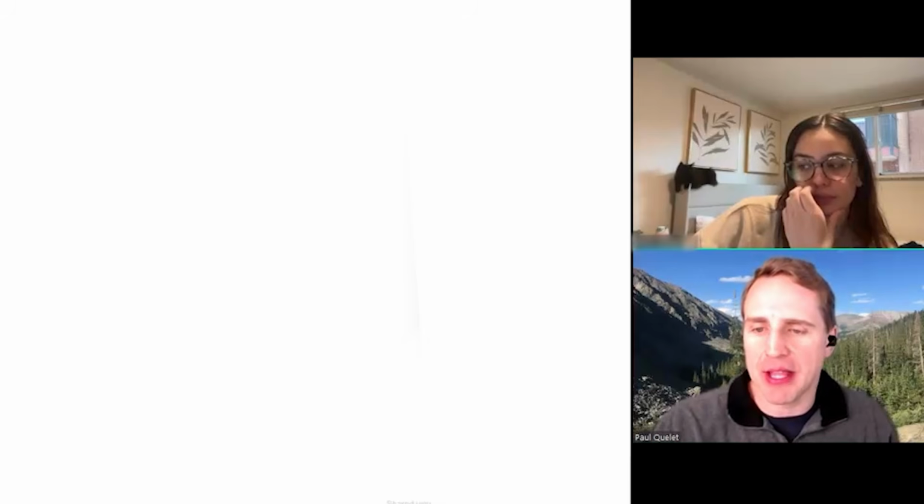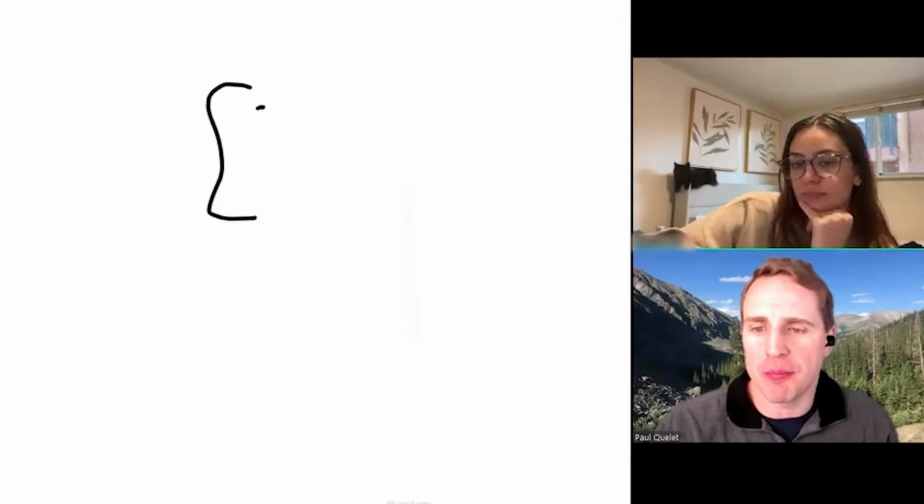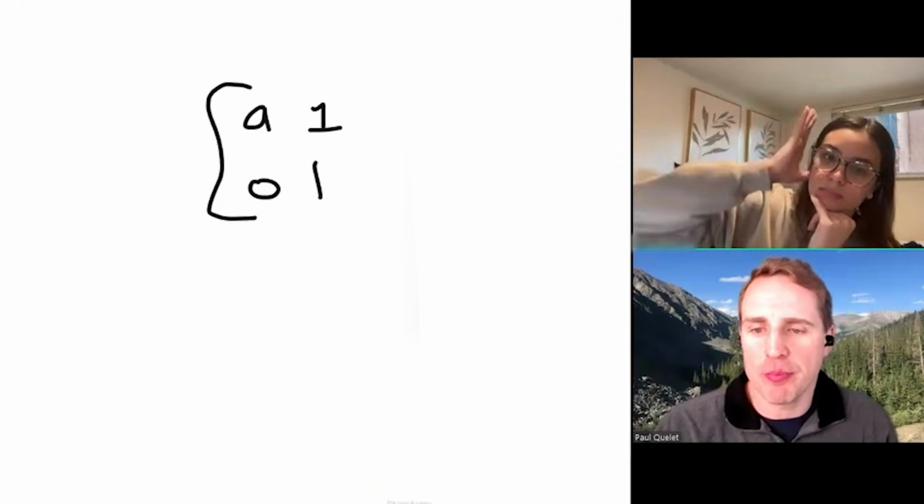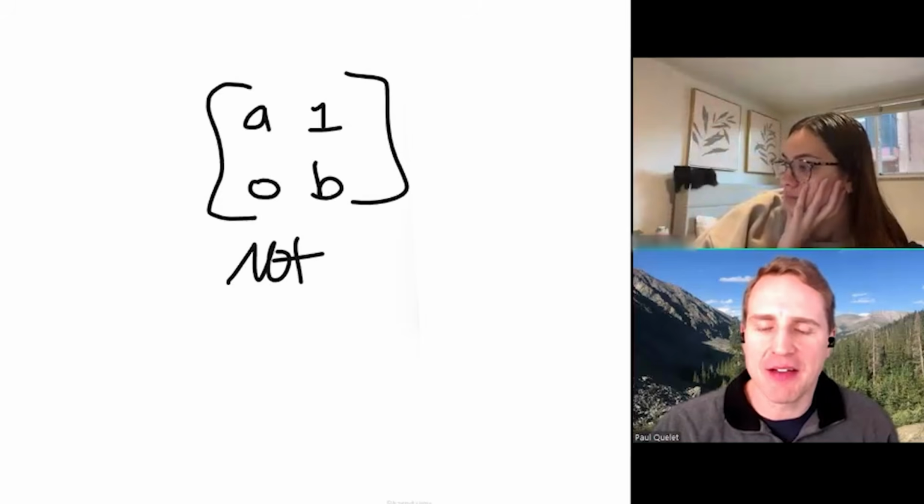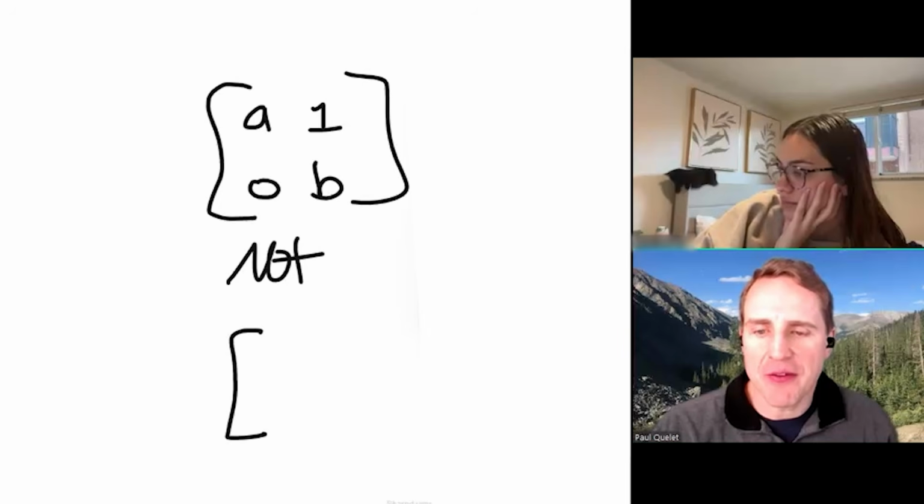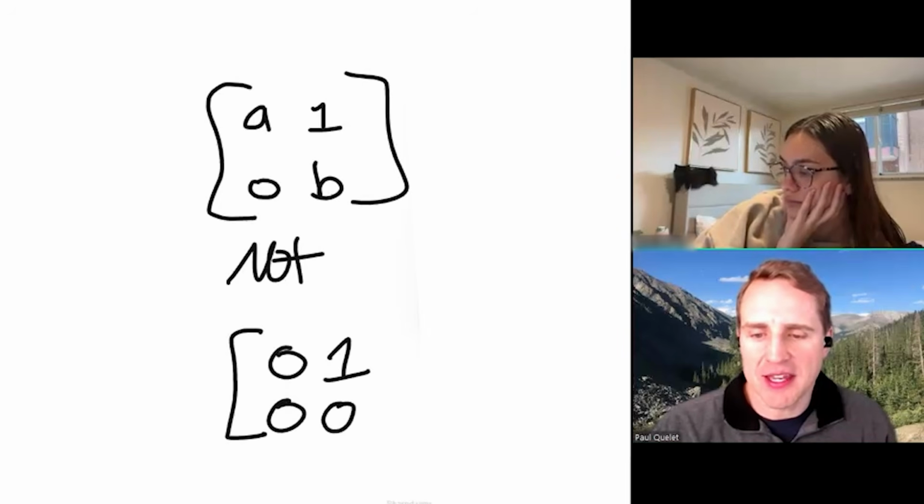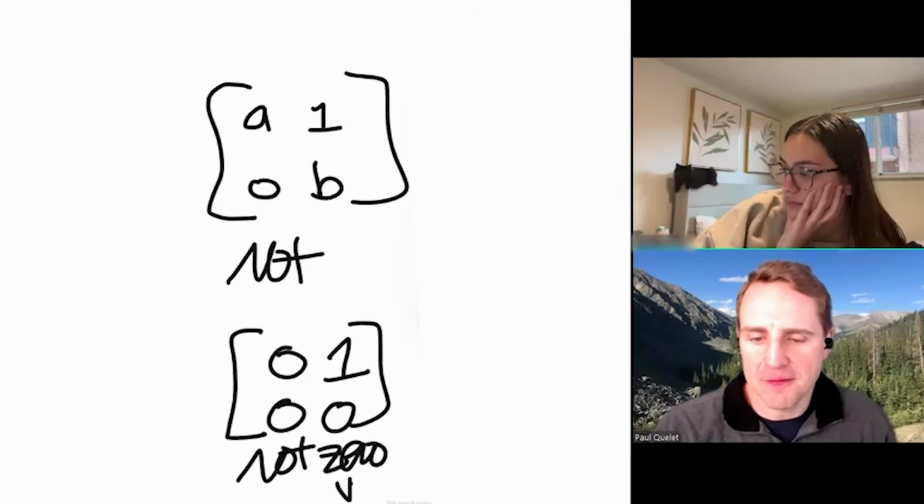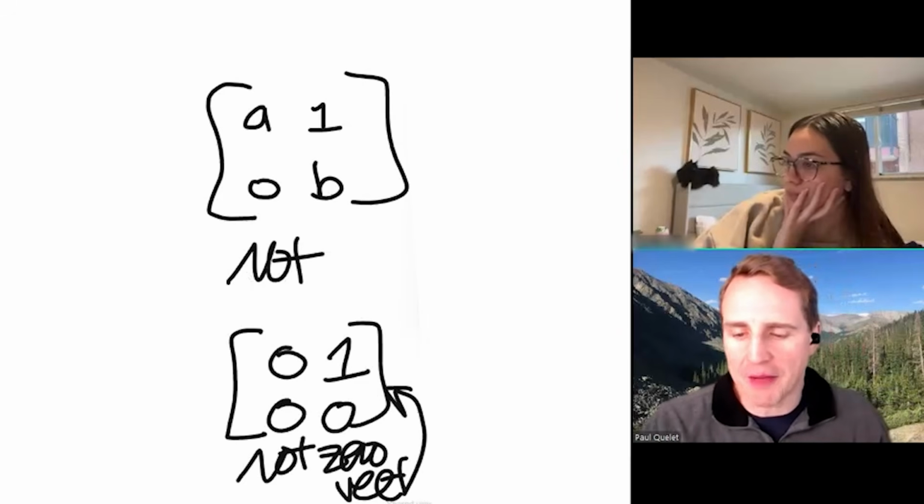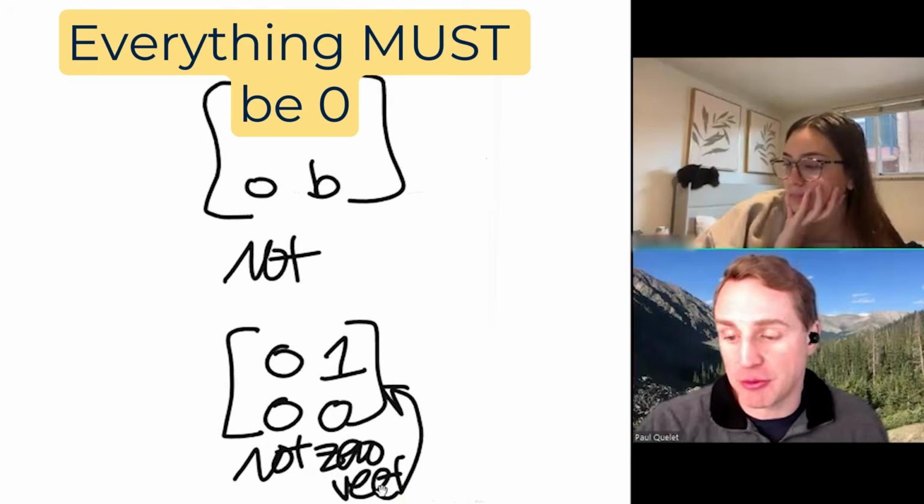If I had something like this, suppose I had matrices of the form [A, 1; 0, B]. That's not going to have the 0 vector, because even if I made A and B 0, this is not the 0 vector, because it's just got a 1. It's got a 1 there. I have to have everything 0 in your object, basically.